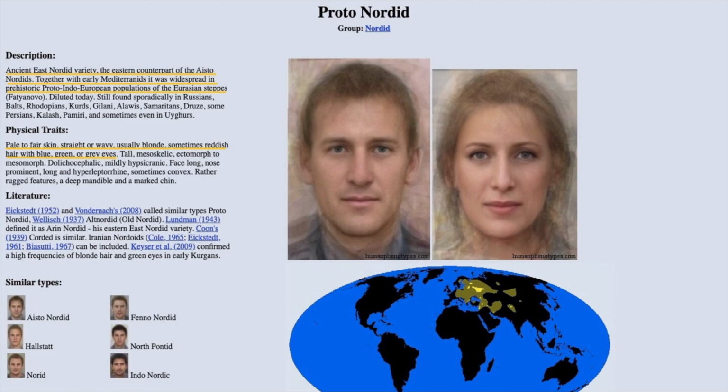So let's begin with the Proto-Nordic, ancient East Nordic variety, the eastern corner part of the Aristo-Nordics, together with early Mediterraneans. It was widespread in prehistoric Proto-Indo-European populations of the Eurasian steppes. Physical traits: pale to fair skin, straight or wavy, usually blonde, sometimes reddish hair, with blue eyes, green eyes, or gray eyes. As you can see, there's a map showing the distribution.